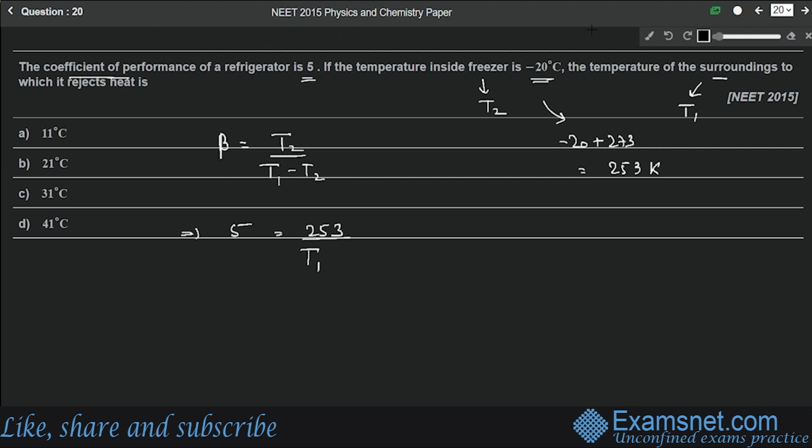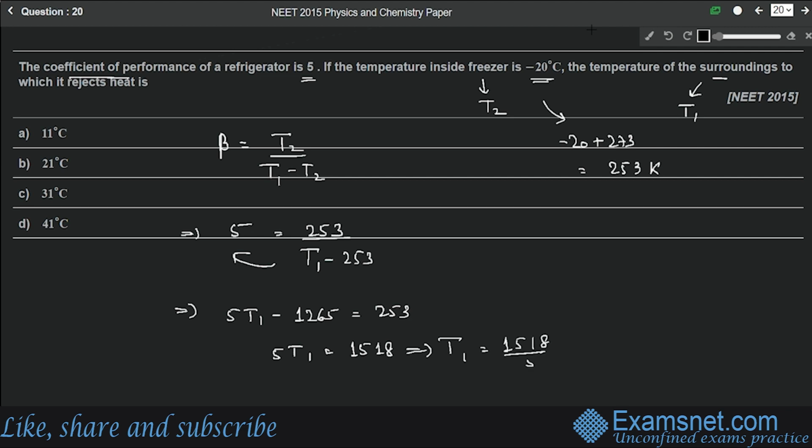T1 is unknown. We have to find out minus T2, that means minus 253. Now let's solve it. If we take this side, T1 minus 253 will get 5 T1 minus 5 into 253. That means it will be 1265. 1265 equals to 253. So 5 T1 equals to 253 plus 1265. So it will be 1518. Okay. And from here we can say that T1 is equal to 1518 divided by 5.